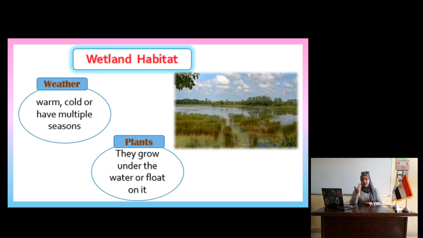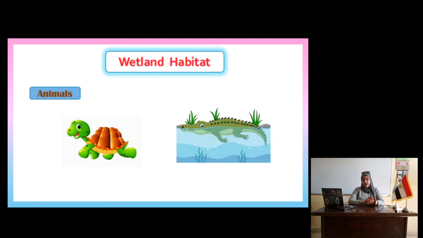Okay, what about their plants? As you can see here in the picture, we will find the plants, they grow under the water or they float on it. Okay, so what about the animals? The animals that live there are the animals that can live in the water and on land, both of them. There are some animals that can live in the two, in the water and on land, like turtles, crocodiles, and we have frogs. Okay, these are the animals of the wetland habitat.